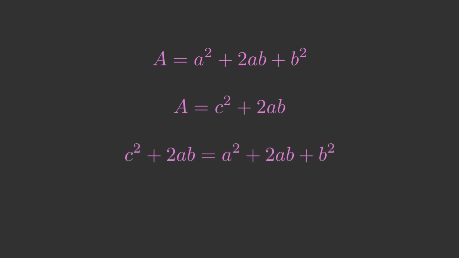Now we have two different ways to calculate the area A of the big square. One is a squared plus 2ab plus b squared. The other is c squared plus 2ab. We know these two areas must be equal because they both represent the area of the same square. So we have this equation. We can cancel 2ab from both sides, which gives us c squared equals a squared plus b squared. So this method also proves Pythagoras' theorem.